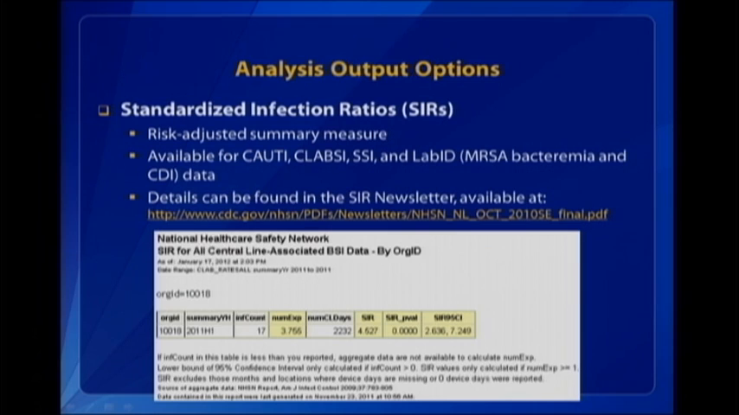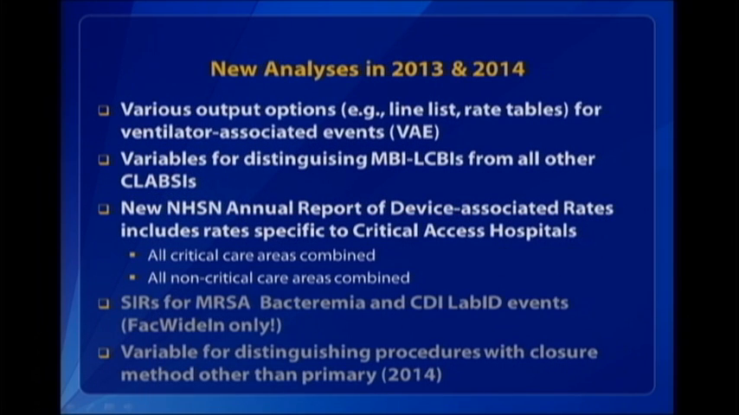And then finally, standardized infection ratios, or SIRs. Hopefully we've become a little bit more comfortable with these SIRs over the past couple of years. These are a risk-adjusted summary measure. We will be talking about SIRs as they relate to device-associated infections this afternoon. And we do have some details in the SIR newsletter, and I'm not going to go into too much detail about that now. I do want to highlight some new analyses that we added in 2013 and 2014 this year.